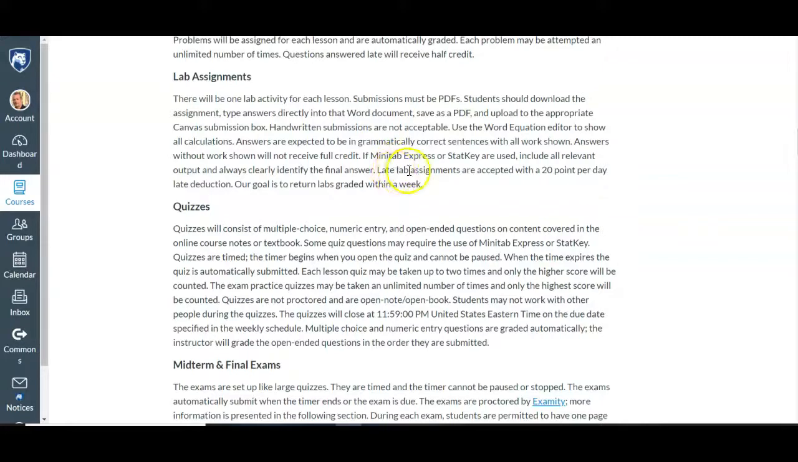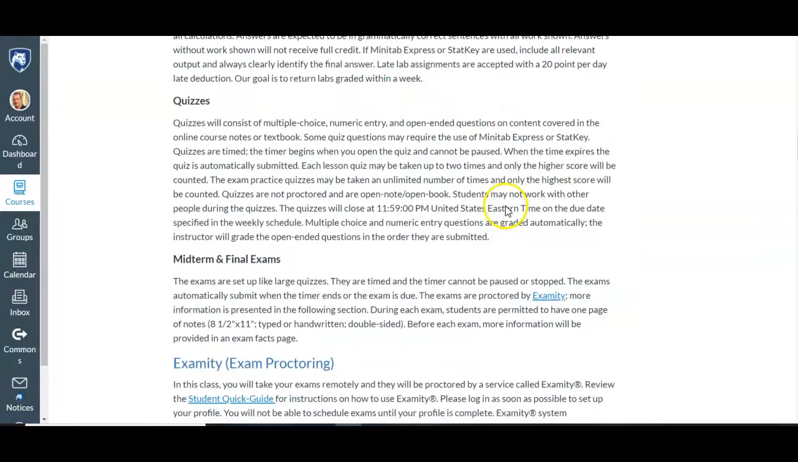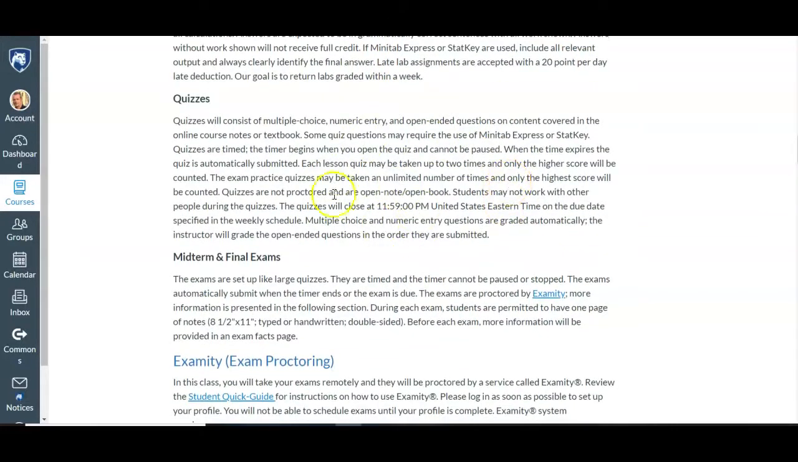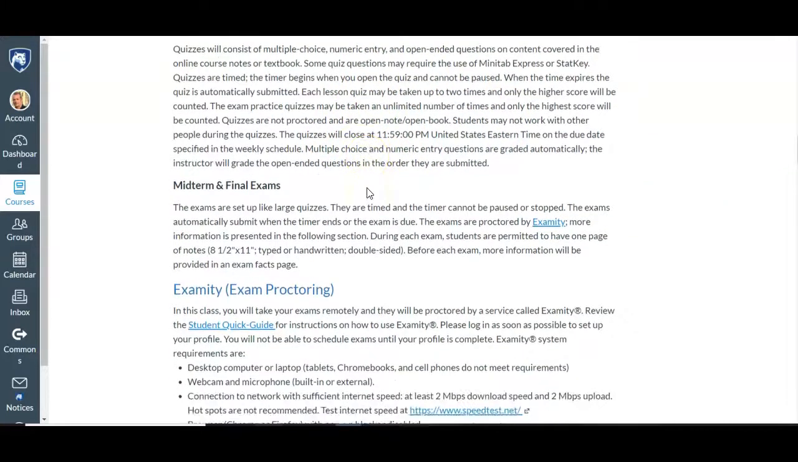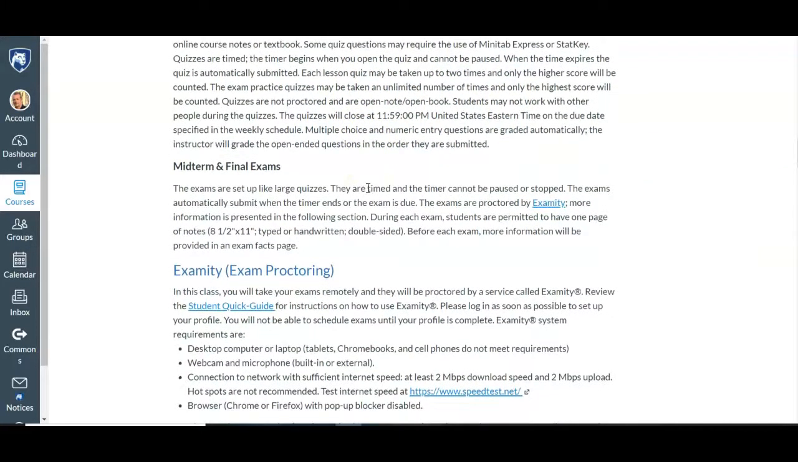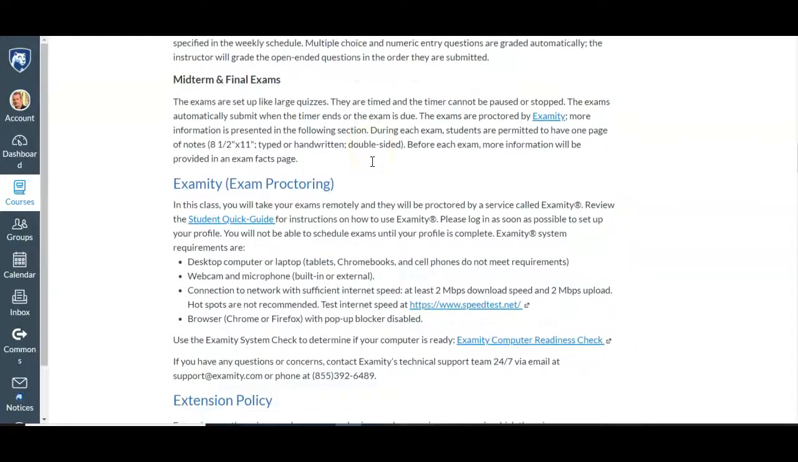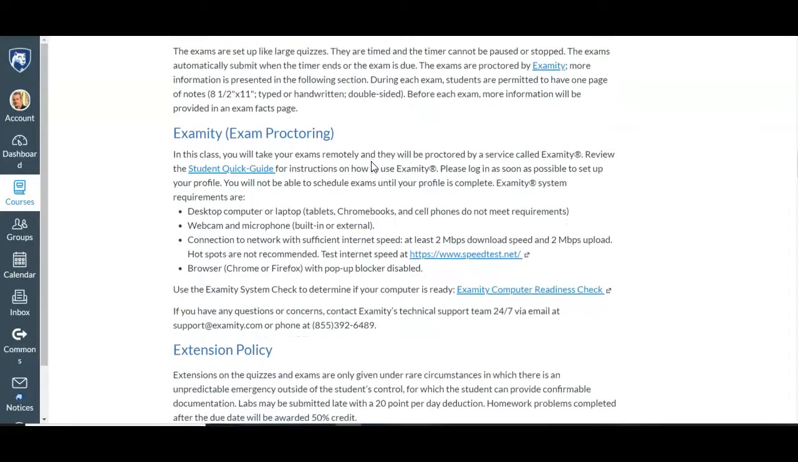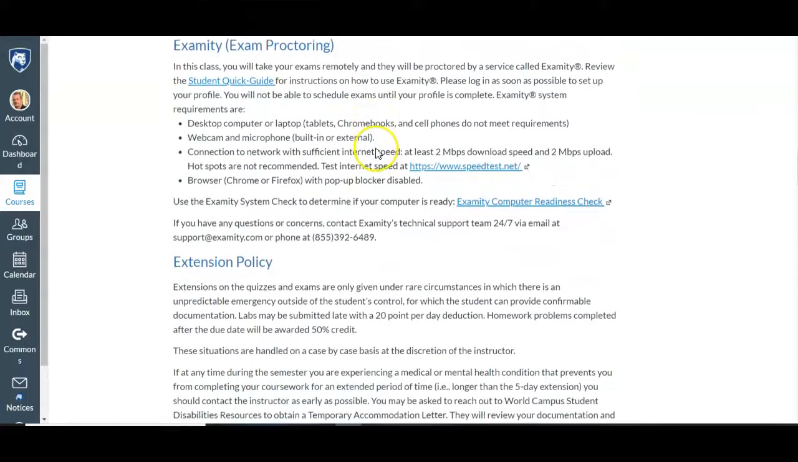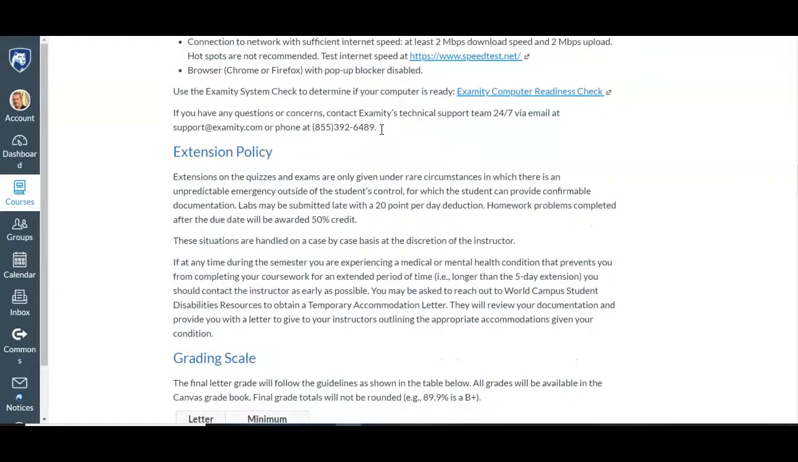And then if you are late, we do accept them for a day or two with a 20 point per day deduction. Quizzes, like I had told you already, done by each Tuesday at midnight. You get 2 chances there. They're generally very short. I think you have a half an hour timed. Midterm and finals, those are done on Canvas as well with Examity proctoring. That is expected or explained here, the Examity sessions.